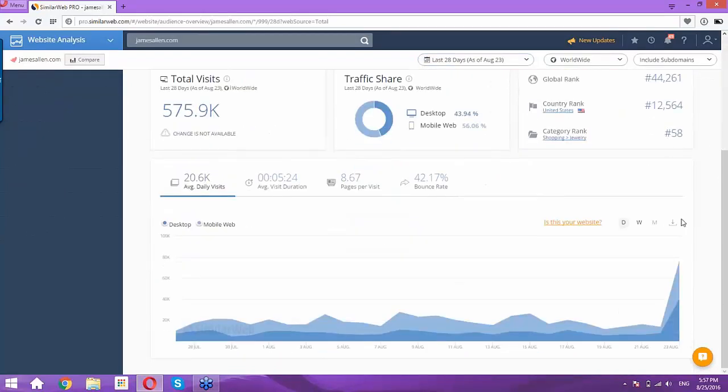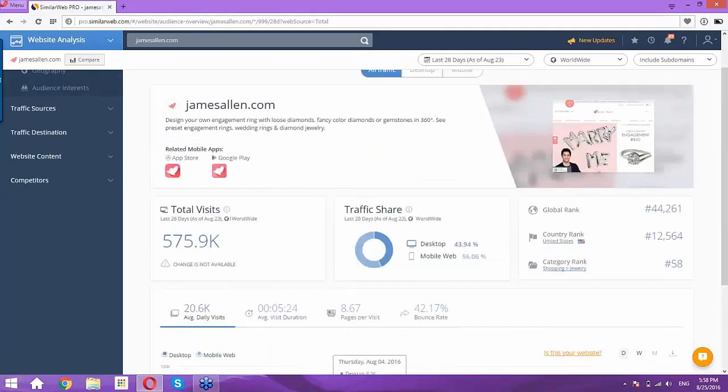All right, so when we scroll down, there's a big spike in traffic on August 23rd. We see 76,000 visits on that day, and if we look over here, we see that typically they get closer to 20,000 visits. So what we want to try and do is figure out why this spike happened. How did they get so much traffic on that one day? So let's look at the traffic sources.